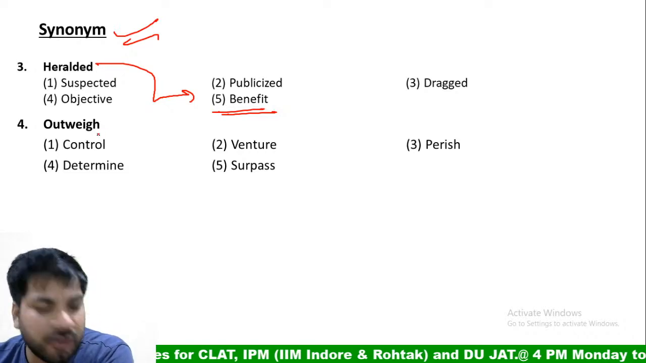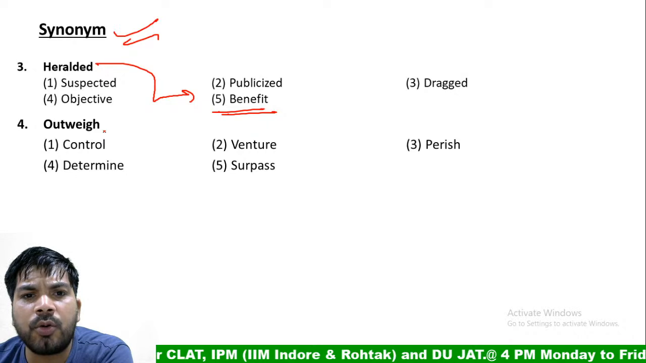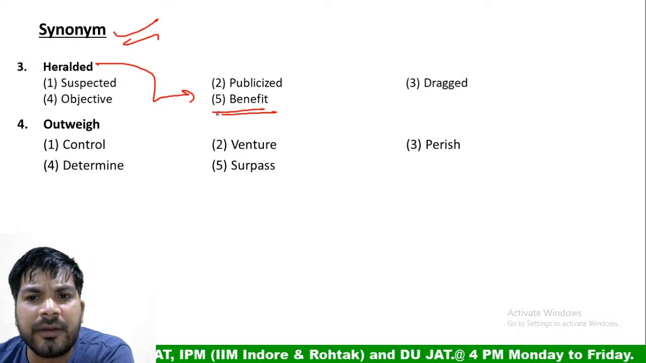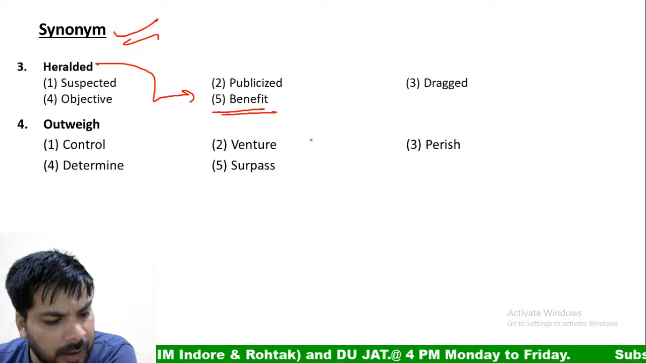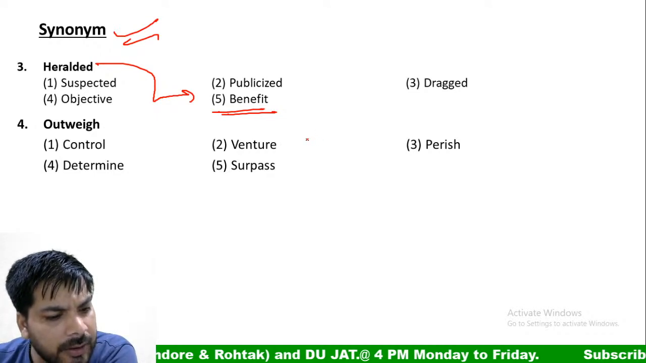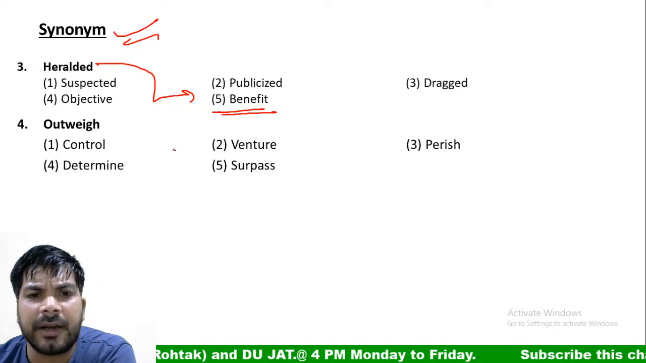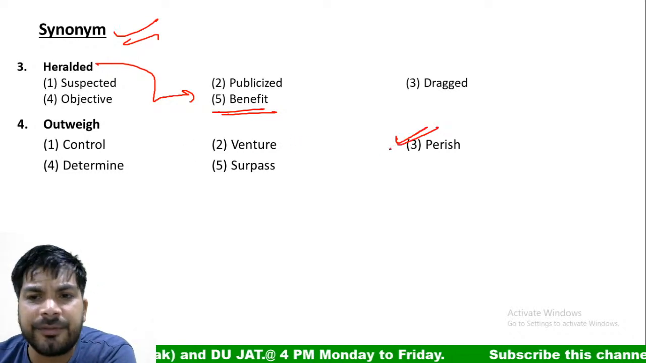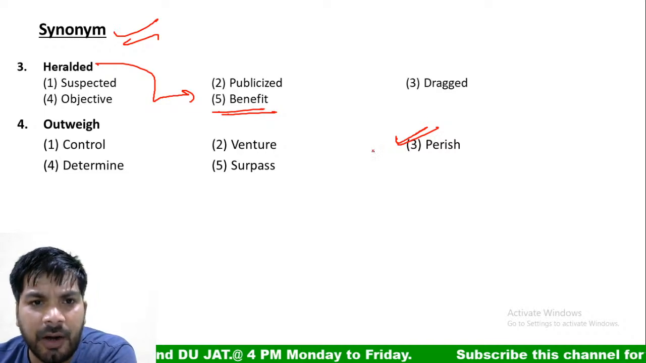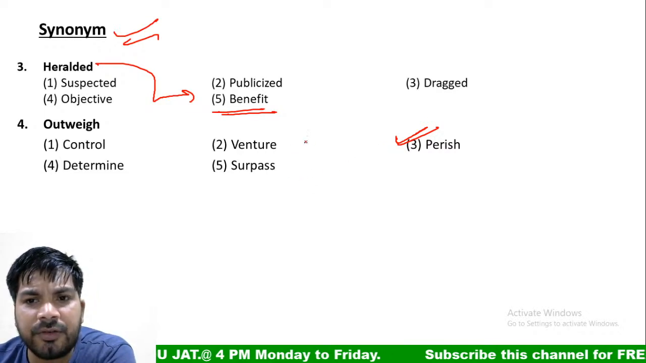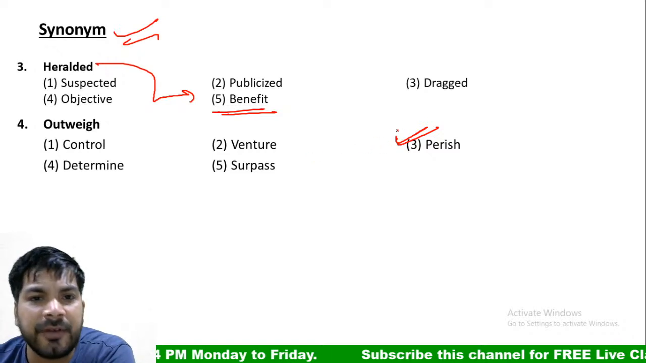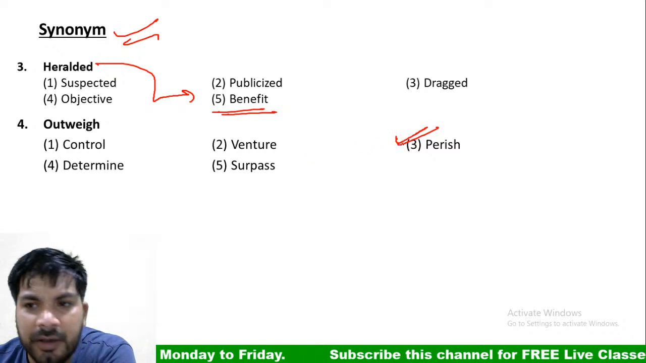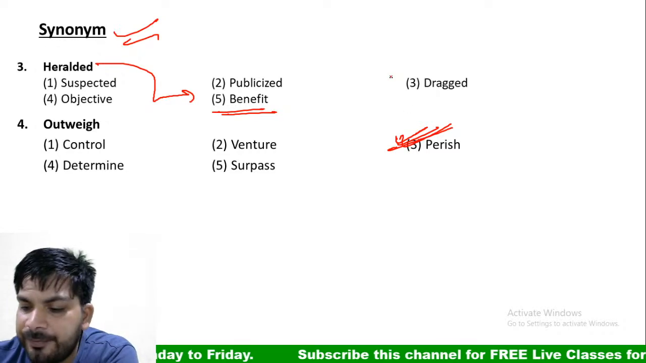Outweigh the effect of something. So what is the outweigh? Outweigh the effect of something. All right. Outweigh means perish. The synonym of outweigh means perish. Outweigh means to outweigh the benefits of something. That means to cover the benefit of something, to perish the benefit of something. So the correct answer should be perish.